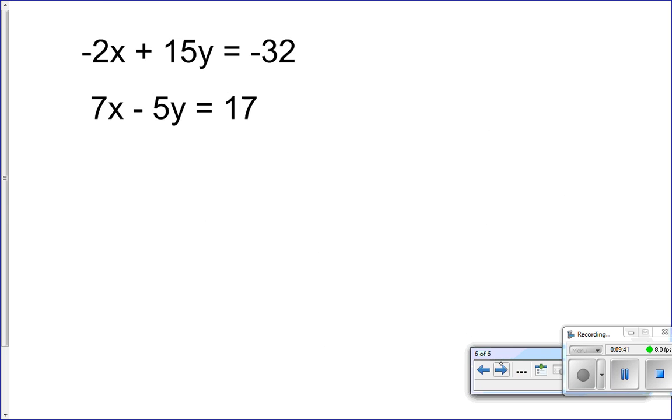Alright, try this one. Remember, in this one, multiply one of the equations by a number in order to cancel out a variable. Think, are you going to do something with negative 2 and 7, or are you going to do something with positive 15 and negative 5? If you need to, pause the video right now and solve this on your own.